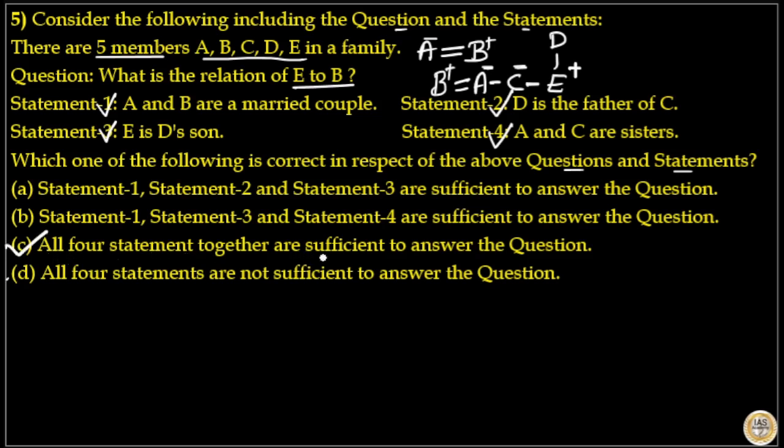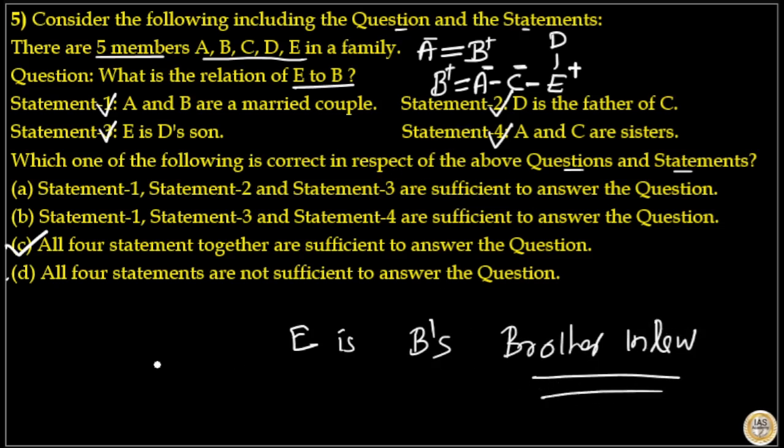All 4 statements together are sufficient to answer the question. Here you can see all 4 statements are needed to form the relation between E and B. Here E is B's brother-in-law. That is not the question, but we have formed a relation between E and B, and all 4 statements together are needed to form the relation. So option C is your answer.